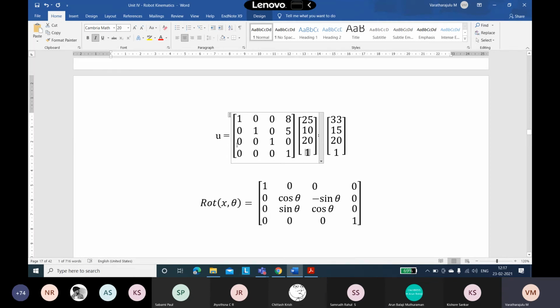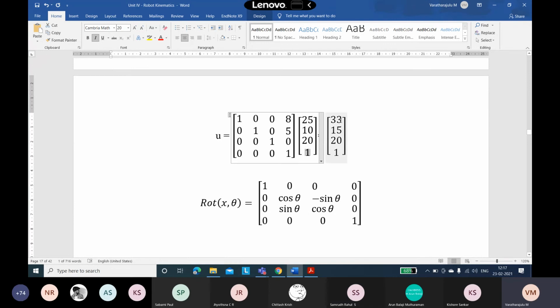Because the matrix we have is 4 cross 4. In order to do the multiplication, we should have the same size of matrix, that is m cross n, that is 4 cross 4. Here the size of the matrix is 4 cross 1. In order to keep that 4, we are taking a weight at the end. There are some more points to add, I'll tell you a little later.